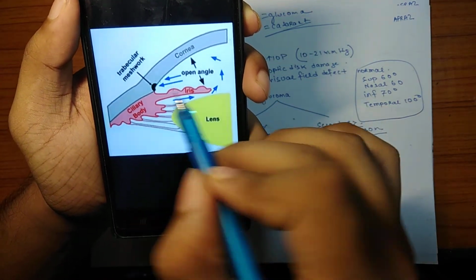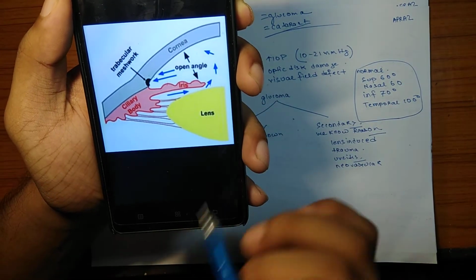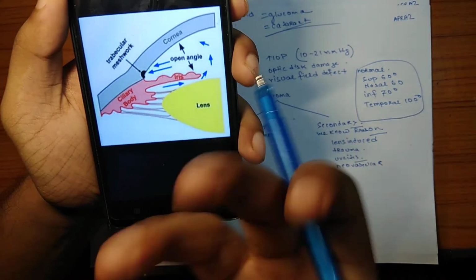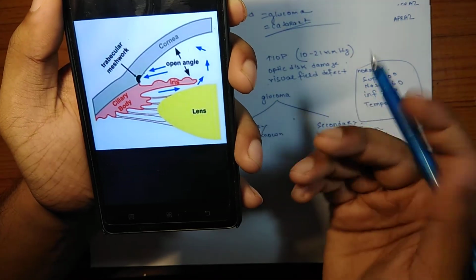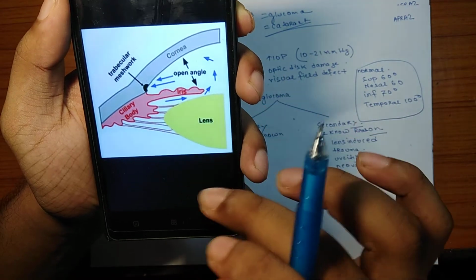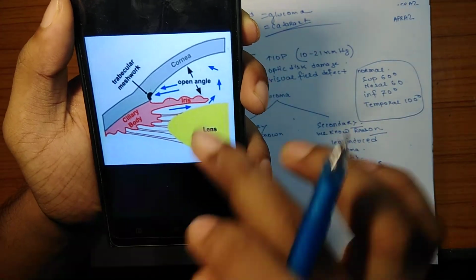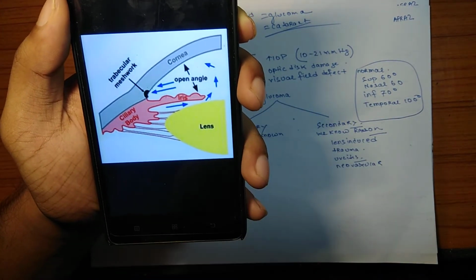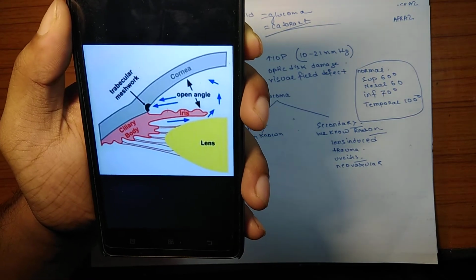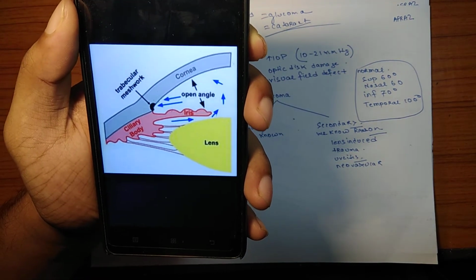What happens is, this angle is closed, so obviously this aqueous humour cannot go out. And imagine this lens is absorbing a lot of water and becoming thicker, becoming swollen up. Obviously it will press the iris forward and this angle will be gone. So that is what we should understand here.